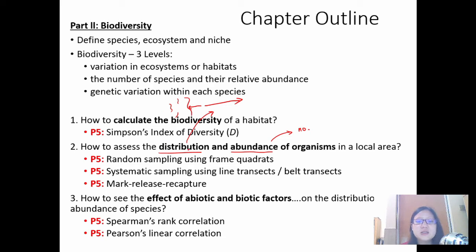Now, to assess these two things, we can use three methods, and these three methods work slightly differently. First of all is random sampling using frame quadrats, second is systematic sampling using line transects and belt transects, which are actually two different methods, and third is the mark, release, and recapture method. You realize here that they are all paper 5 related, and that's because in this particular video we're going to learn a lot of methods. They can ask this in paper 5 when they ask you to design your own experiment.